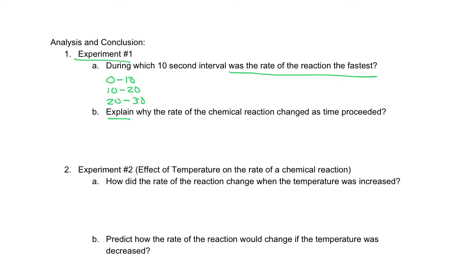Explain why the rate of the chemical reaction changed as time proceeded. Why did the graph look like this?